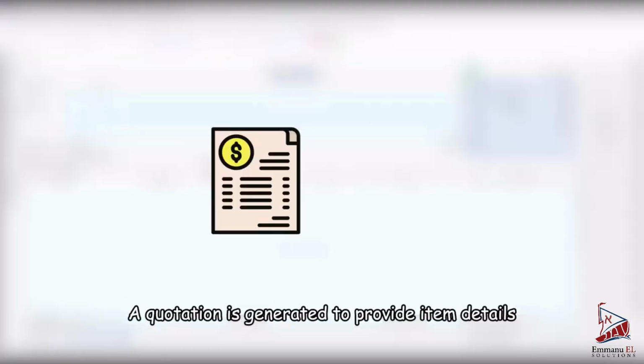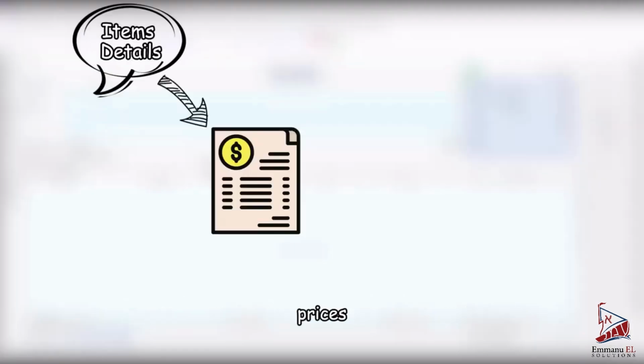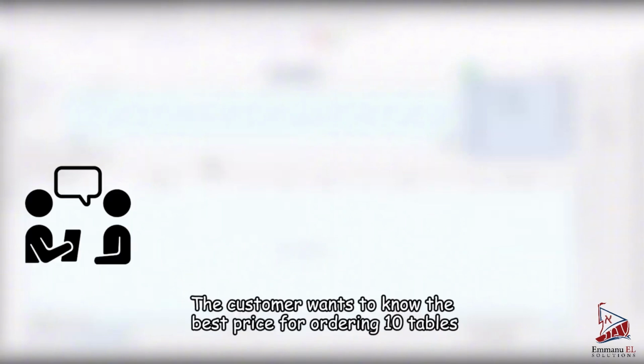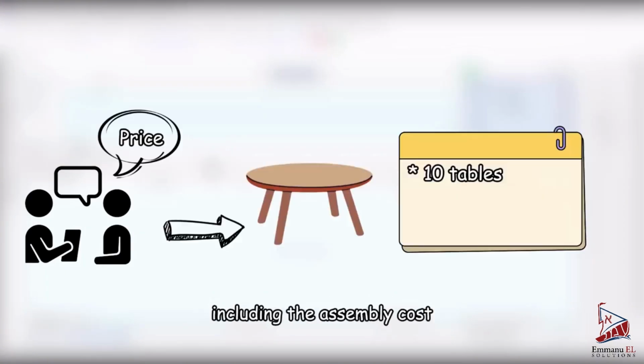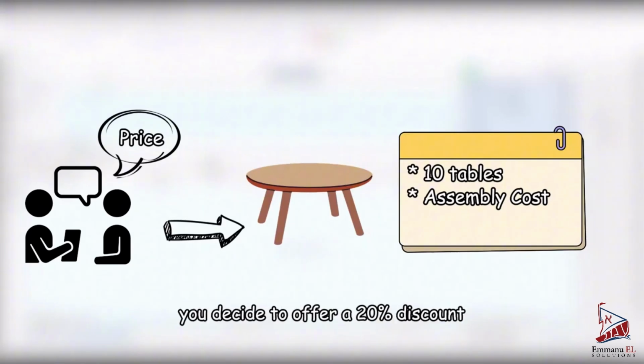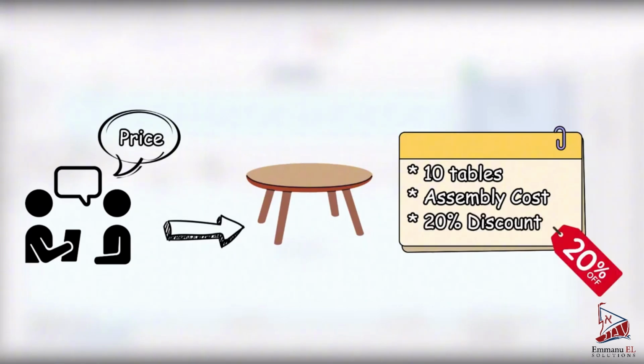A quotation is generated to provide item details, prices, and terms when a customer requests a price proposal. Here is a sample scenario. The customer wants to know the best price for ordering 10 tables, including the assembly cost. Since they are a loyal customer, you decide to offer a 20% discount.